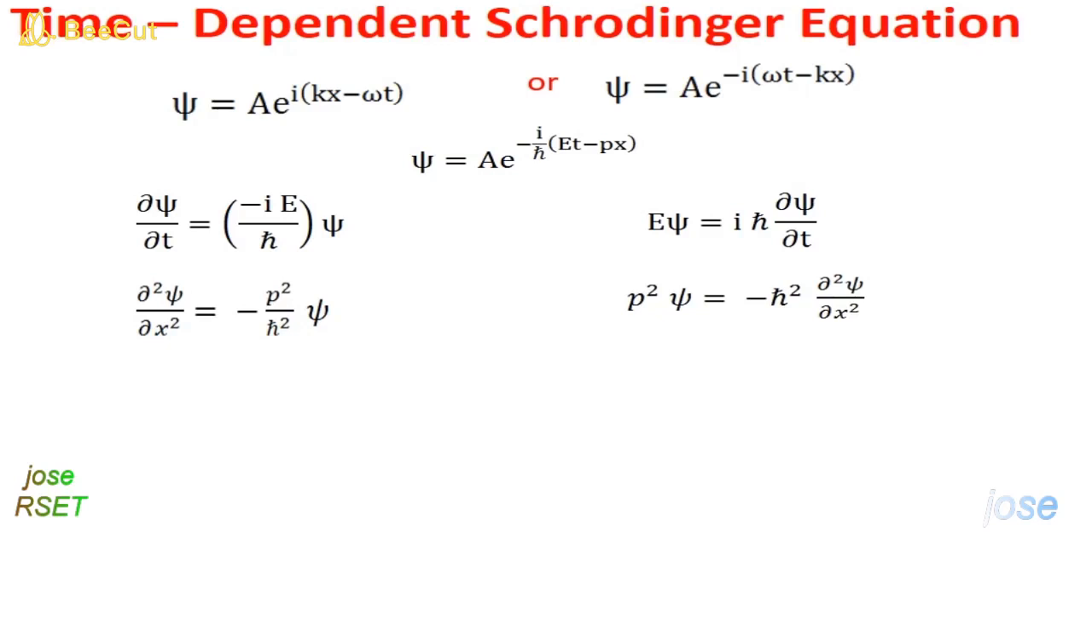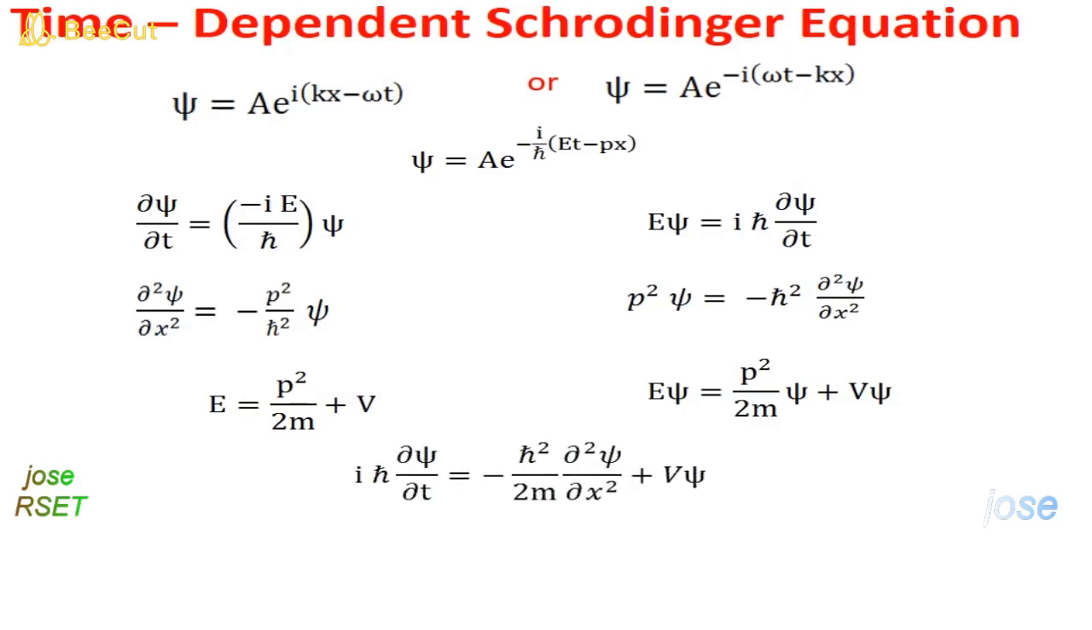We know the total energy of a particle can be written as E = p²/2m + V, where E is the total energy, p²/2m is the kinetic energy, and V the potential energy. Multiplying throughout by ψ, we get Eψ = (p²/2m)ψ + Vψ. Substituting for Eψ and p²ψ, we get iħ ∂ψ/∂t = −(ħ²/2m) ∂²ψ/∂x² + Vψ. This is called the time-dependent Schrodinger equation.